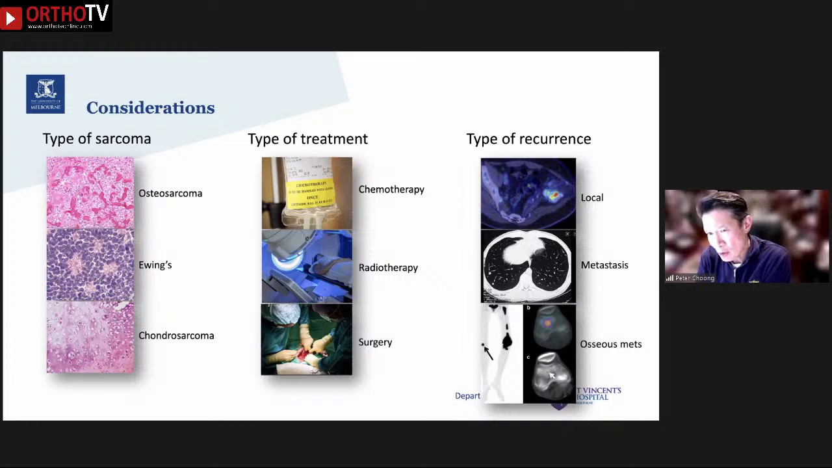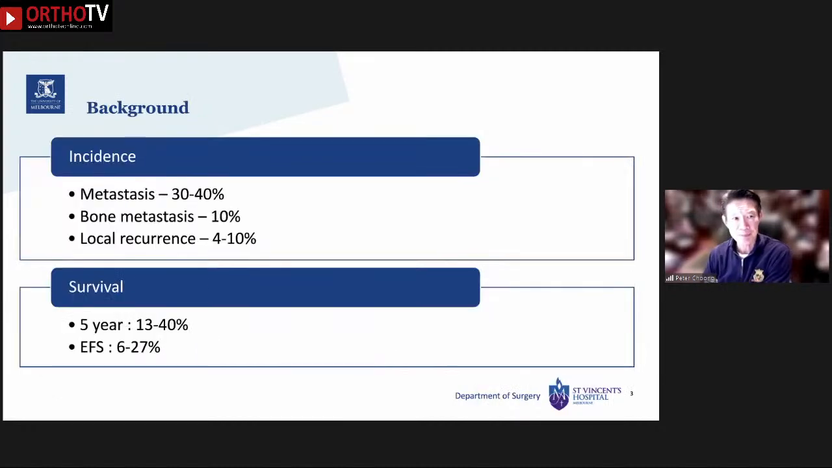Then there are three sorts of recurrences I thought about. One was just the true local recurrence. One was a local recurrence that occurred in the setting of metastatic disease, and finally, osseous metastases. So I've left osseous metastases out in the discussion today because I think that's a different category altogether and deserves a discussion on its own.